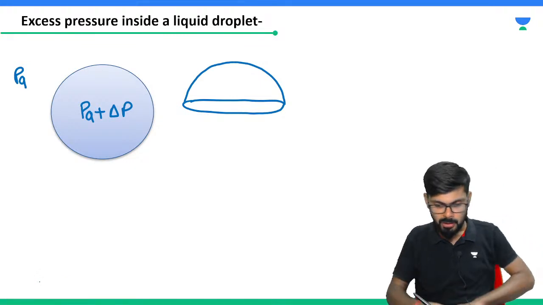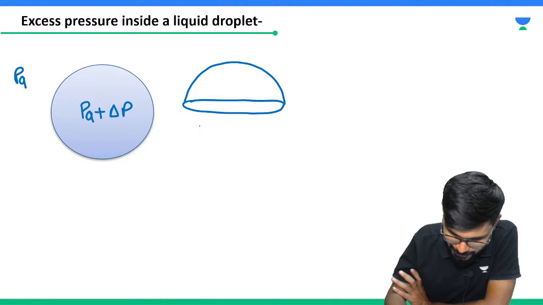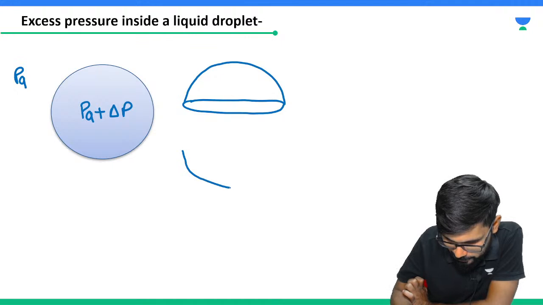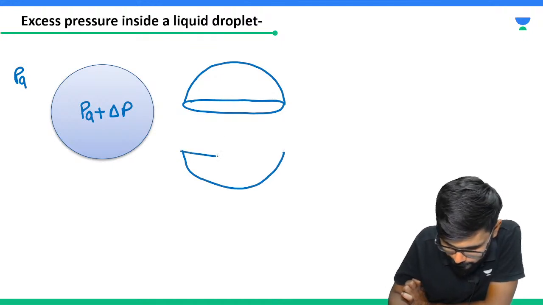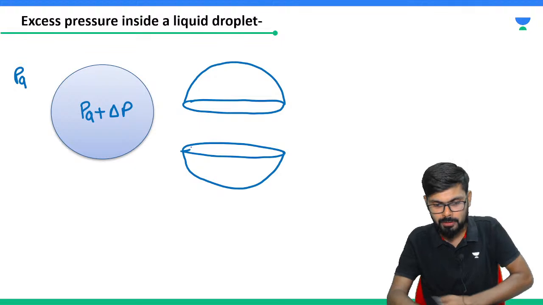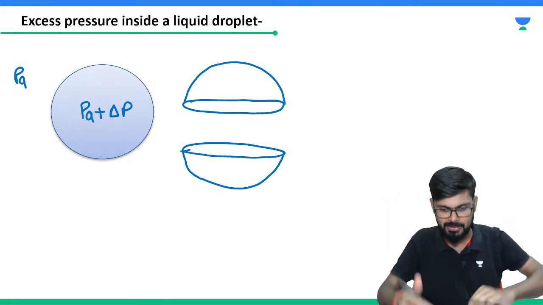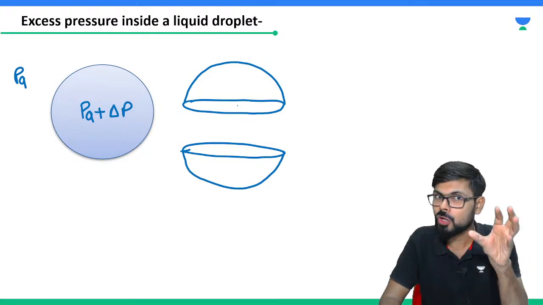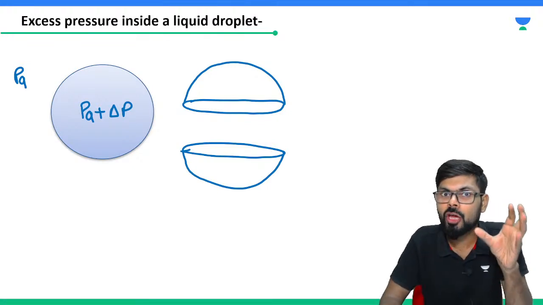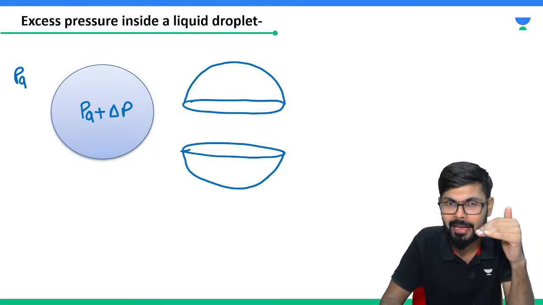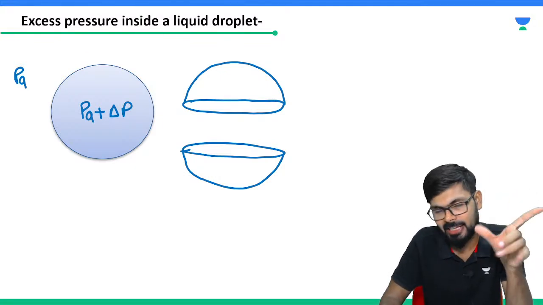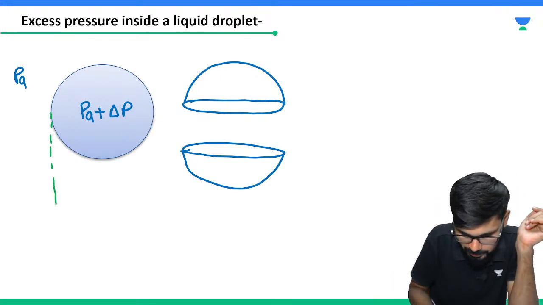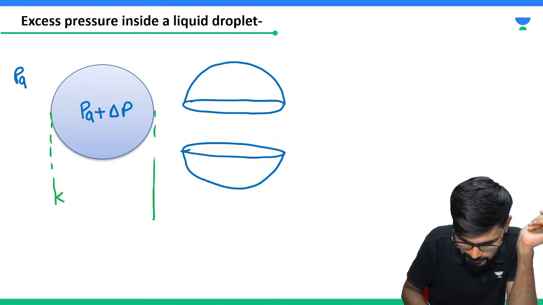Okay. So now I am going to cut this in two pieces. One piece looks like this, another piece will look like this. So this bubble droplet I cut in two parts. Now what will happen, beta? We know that pressure always acts normal to the area. Now please listen here carefully. Let's say this diameter is D.